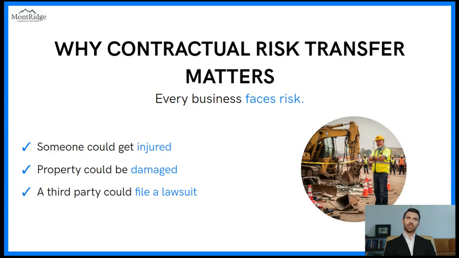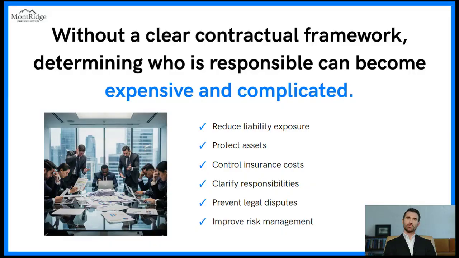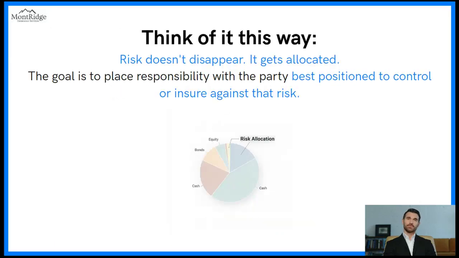Why does contractual risk transfer matter? Every business faces risk. Someone could get injured. Property could be damaged. A third party could file a lawsuit. Without a clear contractual framework, determining who is responsible can become expensive and complicated. It helps reduce liability exposure, protect assets, control insurance costs, clarify responsibilities, prevent legal disputes, and improve risk management. Think of it this way: risk doesn't disappear, it gets allocated. The goal is to place responsibility with the party best positioned to control or insure against that risk.